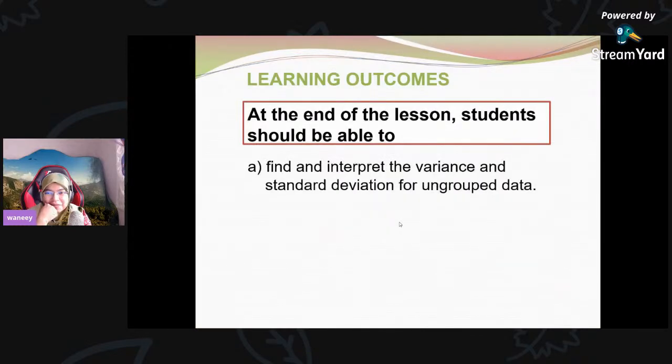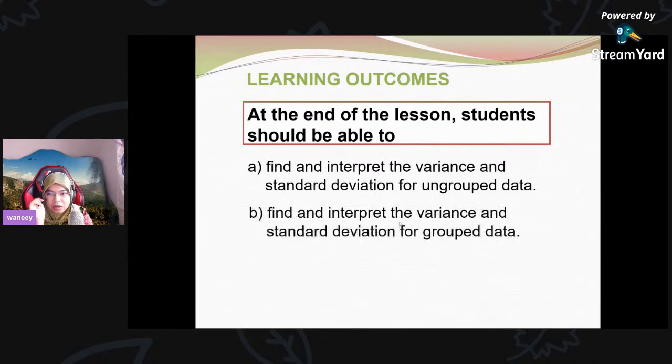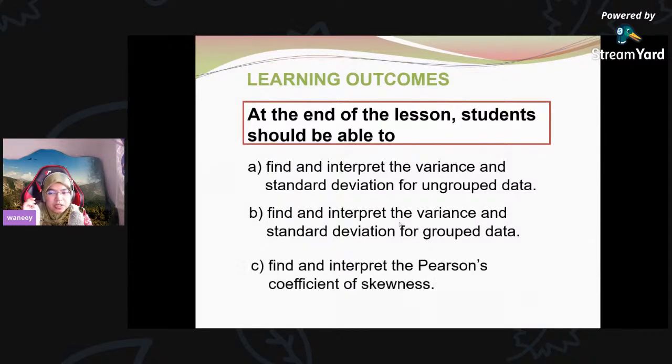Okay, so the learning outcome: you should be able to find and interpret the variance and standard deviation for the ungrouped data. So we have two, ungrouped and grouped data. Remember last time I asked you to fold your A4 paper into half. One side will be for the ungrouped, another side for the grouped data. That will help you a lot. And then find and interpret the variance and standard deviation for the grouped data, and then find and interpret the Pearson's coefficient of skewness. So we're going to see if we get a positive value, what does it mean for the skewness? If we have a negative value, what does it mean for the skewness, and so on.